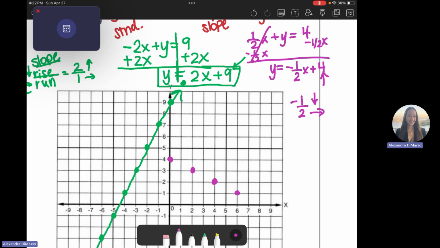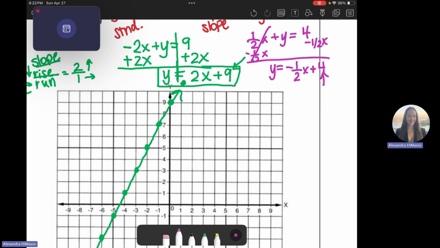I'm not going to do them all. And then I'm going to reverse it as well. Instead of going down, I go up 1 and then to the left 2. Oh, look at that. Notice that my lines intersect at one point.